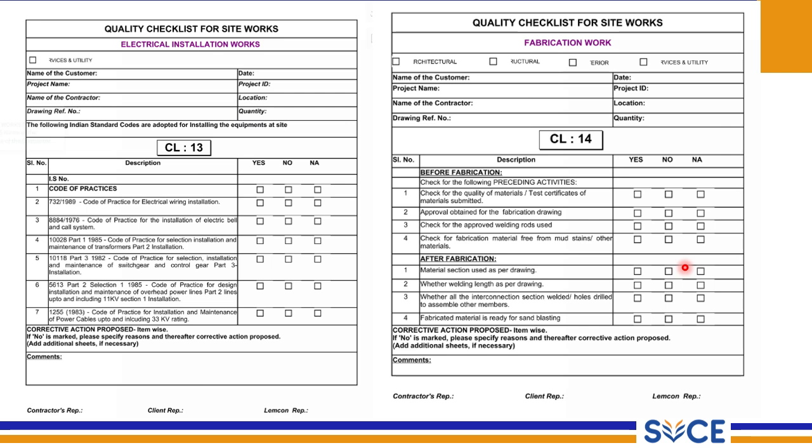After fabrication, you need to check whether the material section is as per drawing, whether the working length is as per drawing, whether the fabricated materials are ready for sandblasting, and whether all the sections are assembled properly. We need to check every aspect and send the report to the concerned manager or engineer. We need to make sure it is all completed in the project.